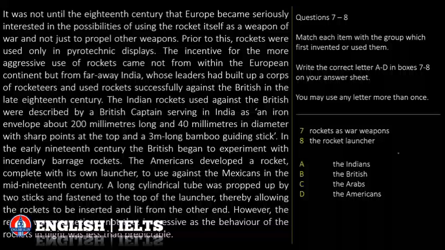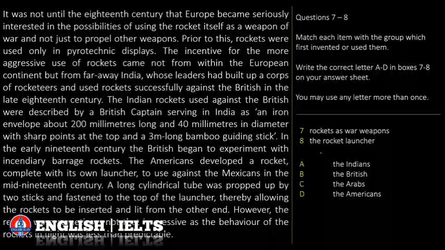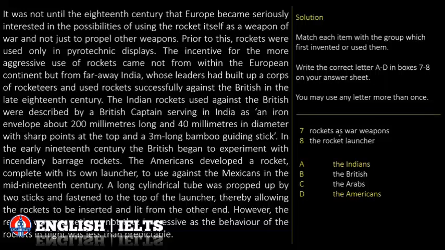All right, and we are back. Now, the point is you have to check if these answers match what you have written in your book. Let's see the answers in the form of the solution. The first one is A. The second one, which is number 8, is D. So this is A and this is D.